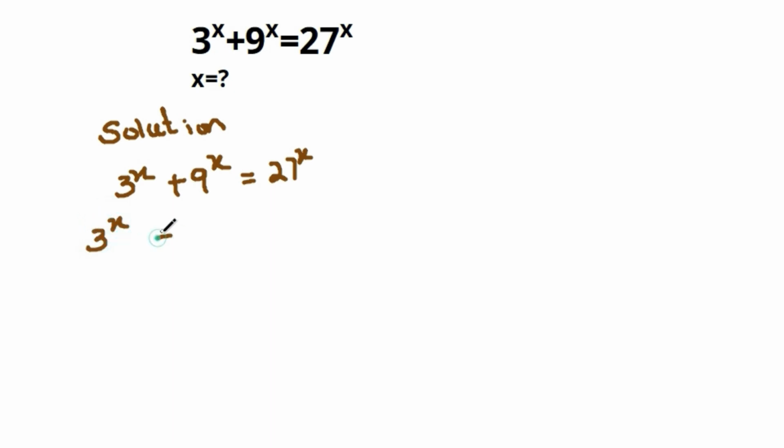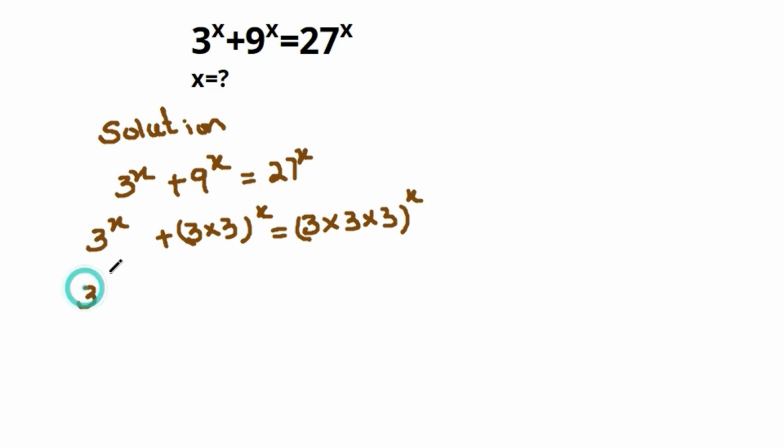3^x + 9 can be written as 3 into 3^x, and 27 can be written as 3 into 3 into 3, power x. So, 3^x + (3^2)^x is equal to (3^3)^x.